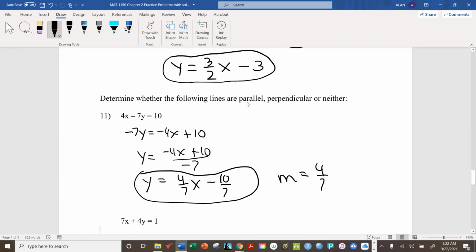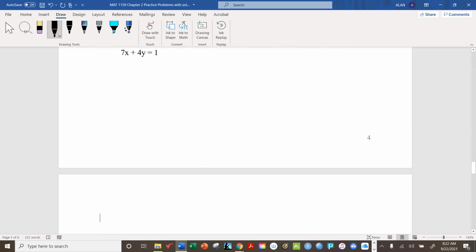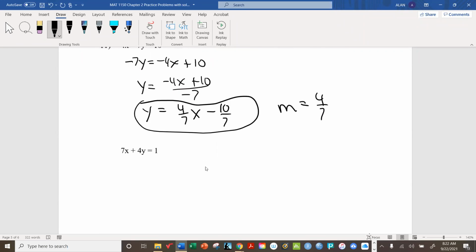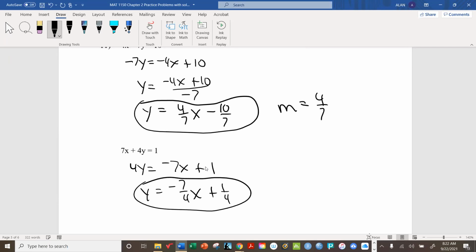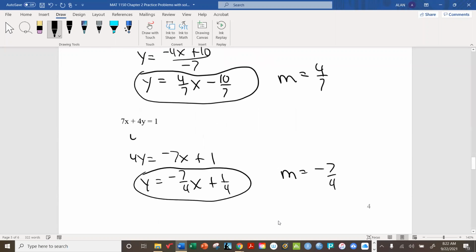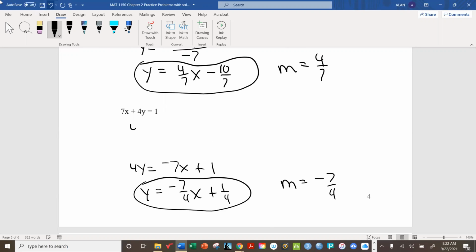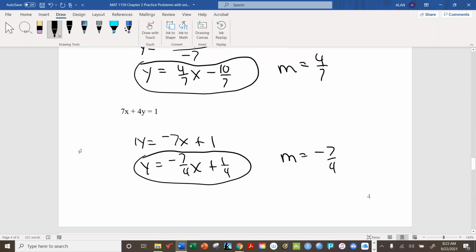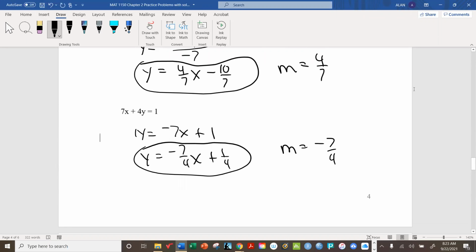Now, what about this equation? Let's rearrange it. 4y. Let's subtract 7x from both sides. And now divide everything by 4. Okay, so here's the trick. We know that they're not parallel because they have different slopes.